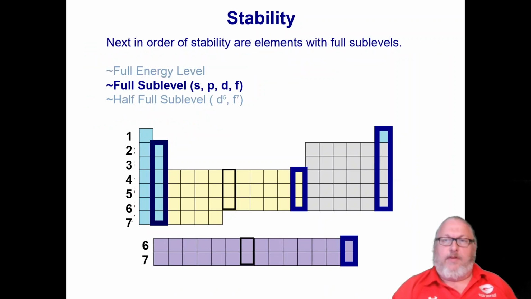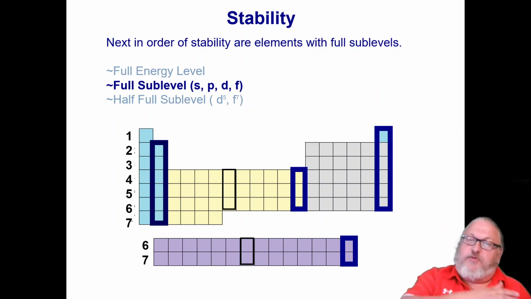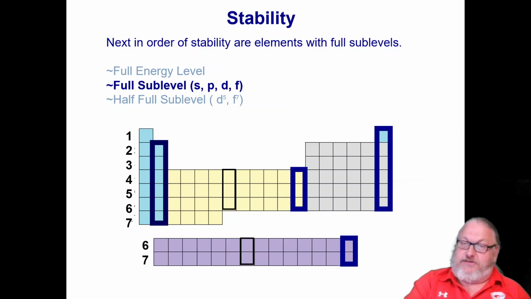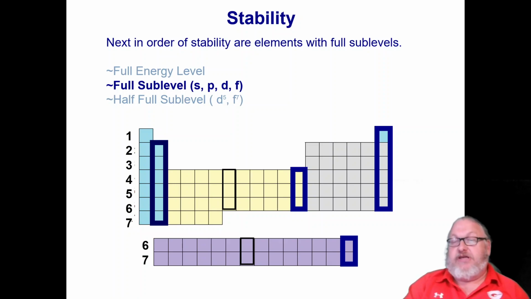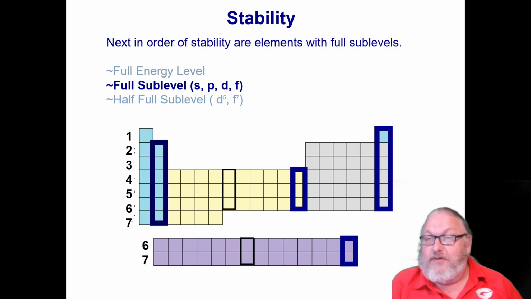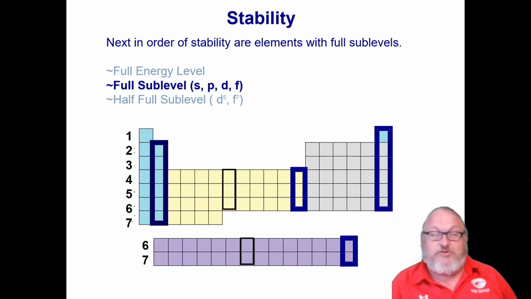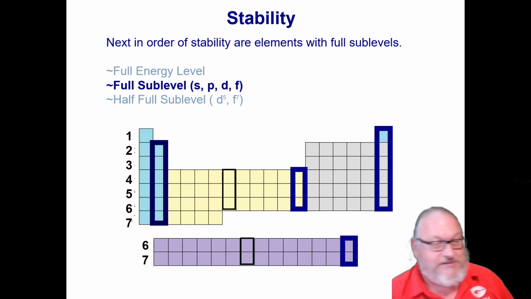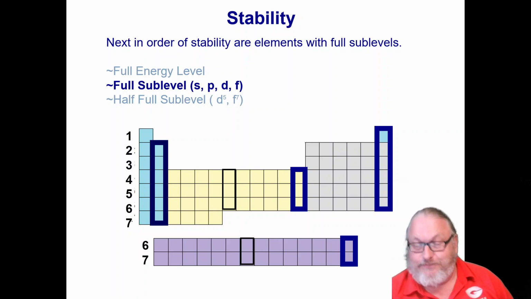Next are those with full sublevels. So a full S level is going to be more stable than a not full S level. A full D level is going to be more stable than some of the D's that aren't full, when there are open electrons there. So the full F's are going to be more stable than the ones that aren't full. And of course, the full P's, those are the noble gases, as stable as you can get.